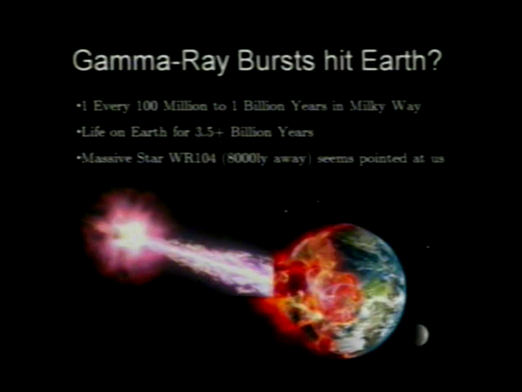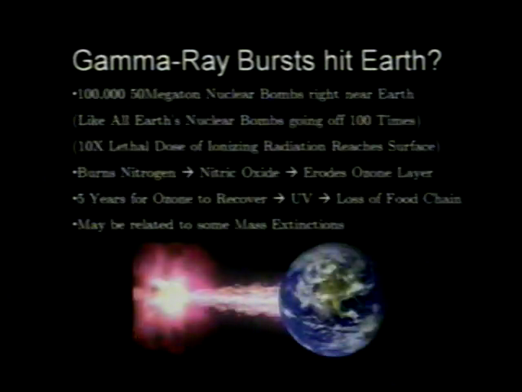Now, it turns out that there's even a star that is about 8,000 light years away in our own galaxy that seems pointed at us. When I say pointed, I mean that there's a disk that could form and a jet that could form that would actually beam toward us. Well, it's not this bad. It turns out that it's more like this, so don't be scared. The Earth will survive, but there's some problems, some major problems.